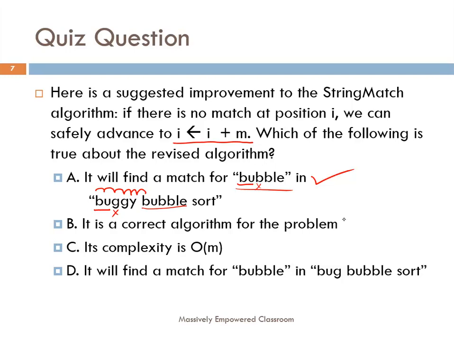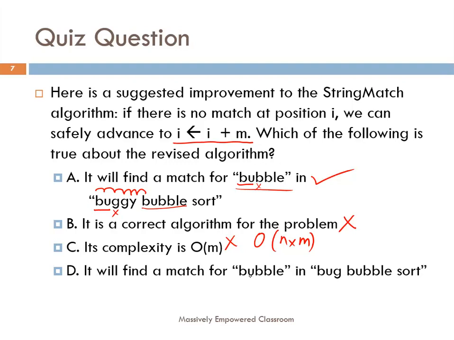But this is not a correct algorithm, because as you will see in option D, it will not find a match even when this pattern occurs in the text. Its complexity is by no means order m. If m is much smaller than n, it will still be order n into m, or order n itself. So in the worst case, its complexity is not going to be order m.